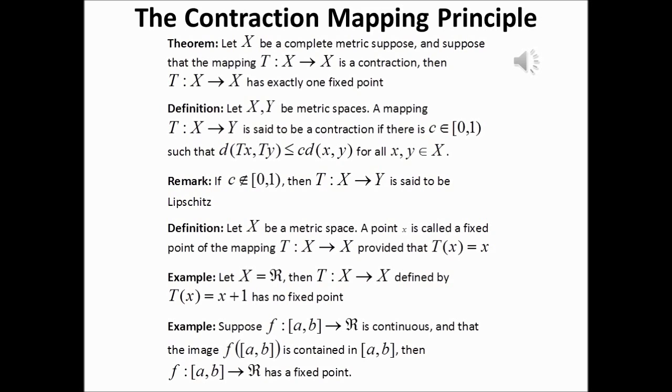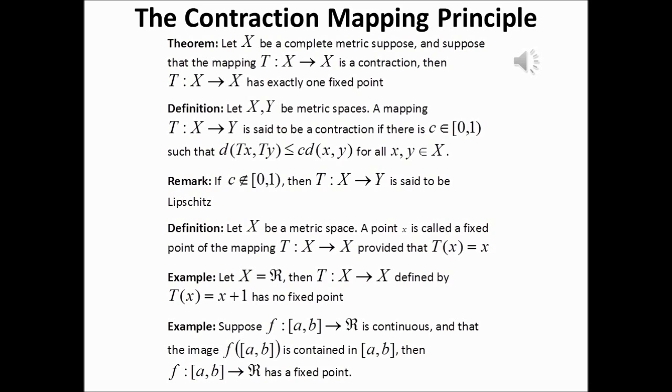Now, finally, let's consider the following example. Suppose the function f from the closed interval [a, b] to R is continuous, and that the image f of [a, b] is contained in [a, b]. Then the function f from [a, b] to the set of real numbers has a fixed point. To see this, note that because the image f of [a, b] is contained in the closed interval [a, b], that means f of a has to be greater than or equal to a, and f of b has to be less than or equal to b.